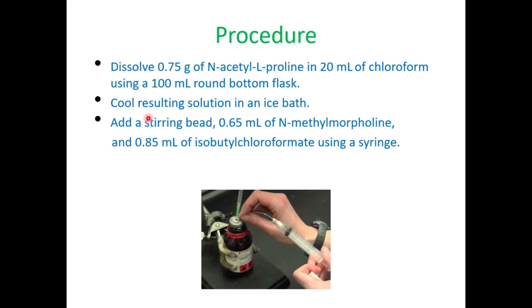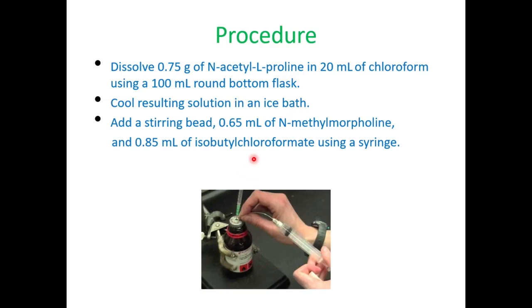So today's procedure will involve you dissolving 0.75 grams of the N-acetyl L-proline in 20 ml of chloroform using a 100 ml round bottom flask. You're going to cool that resulting solution in an ice bath. You're going to add a stirring bead, 0.65 milliliters of your base, the N-methyl morpholine, and 0.85 milliliters of isobutyl chloroformate, your coupling reagent. And you can add that coupling reagent using a syringe, like you see here.